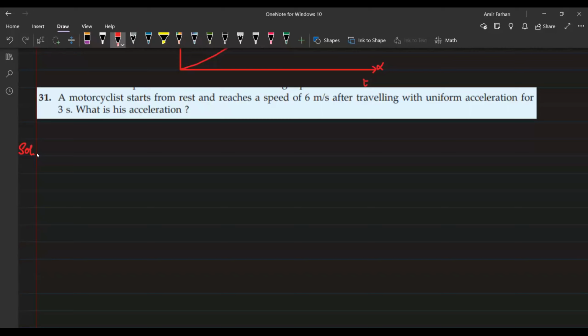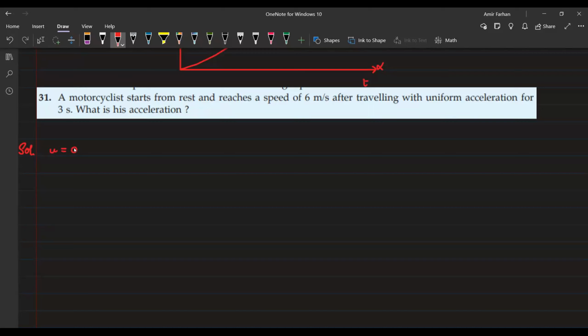Okay, let's do a question quickly. The question is saying that a motorcyclist starts from rest. So what will be the initial velocity? Sir, it will be 0. Yeah, absolutely right. It will be 0.